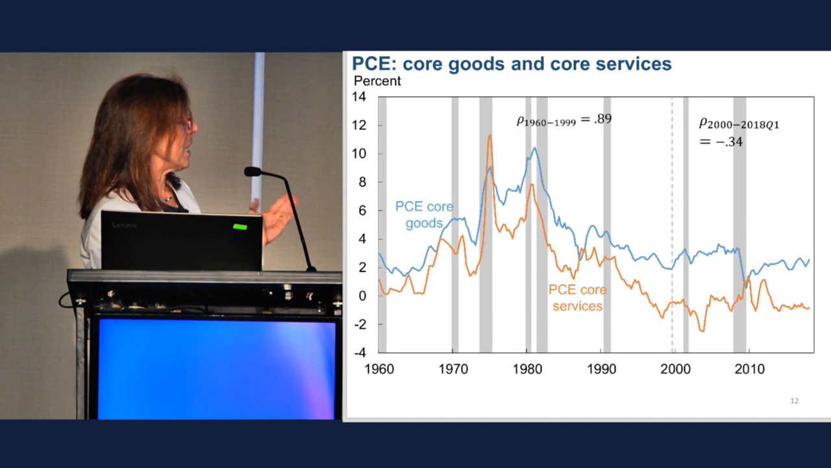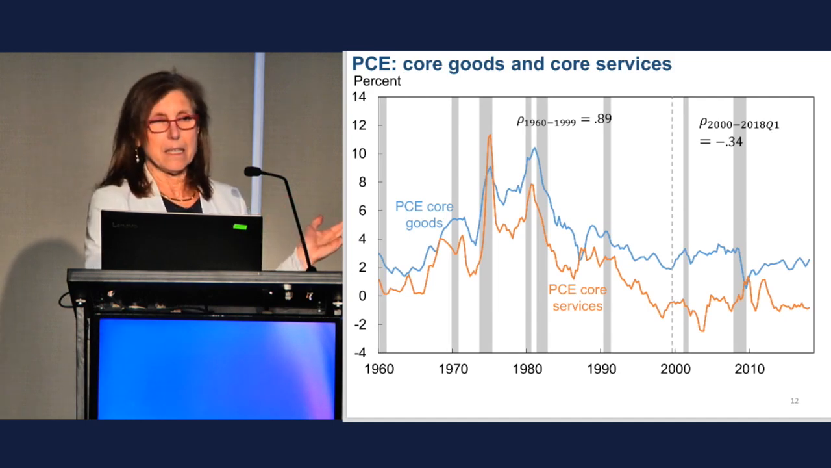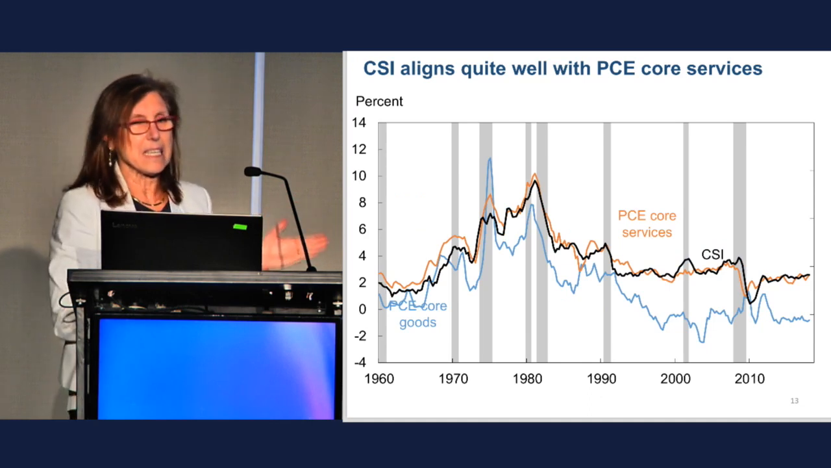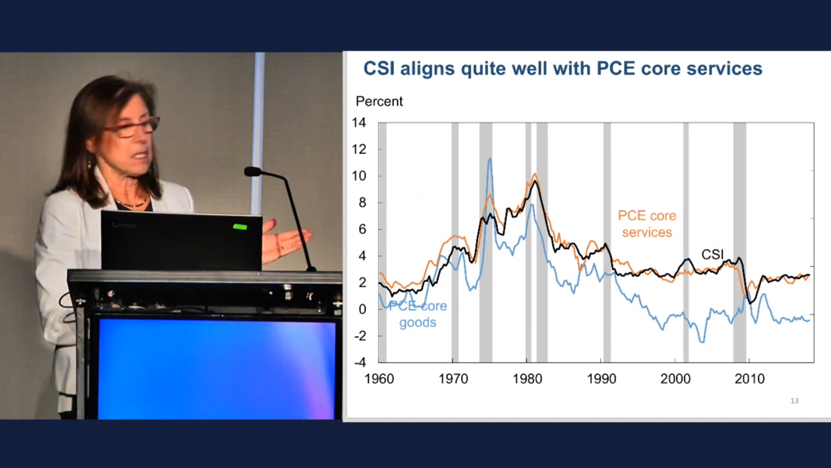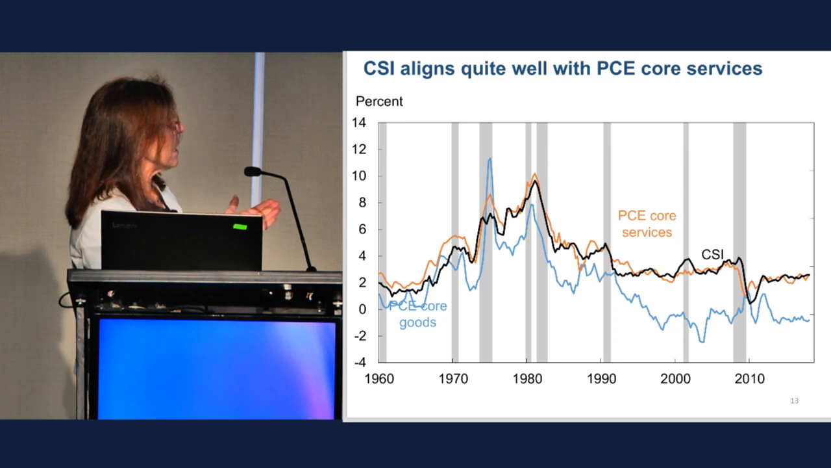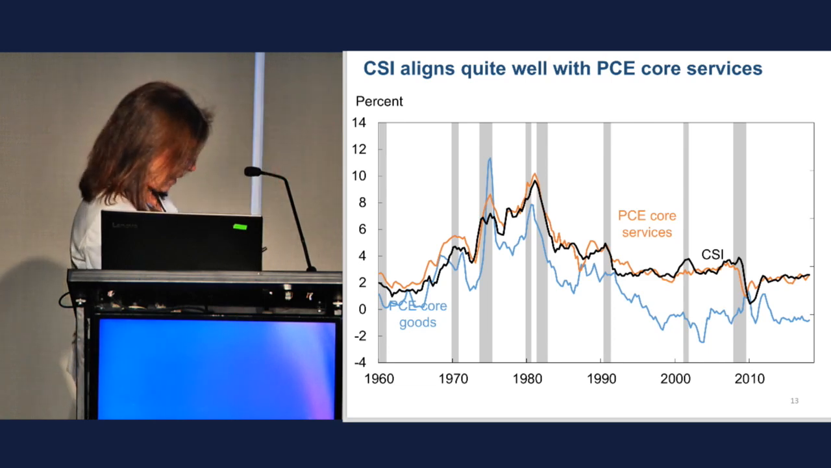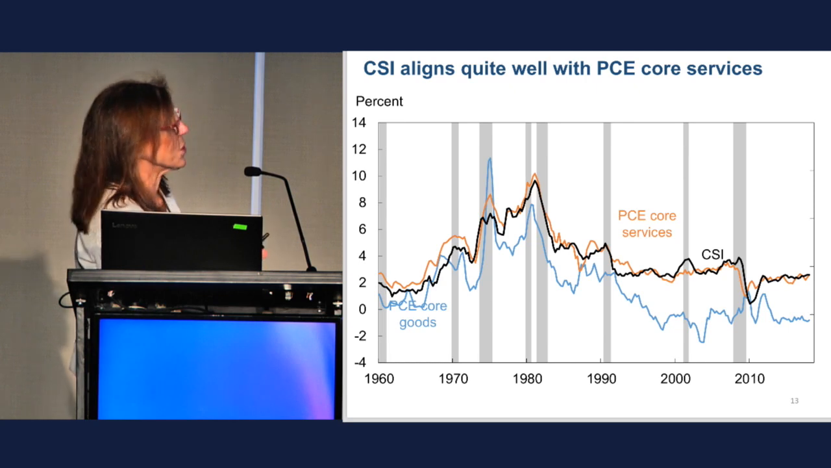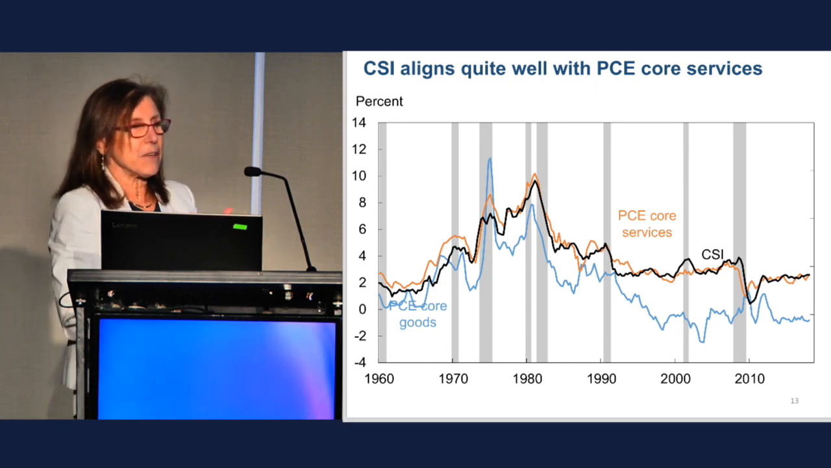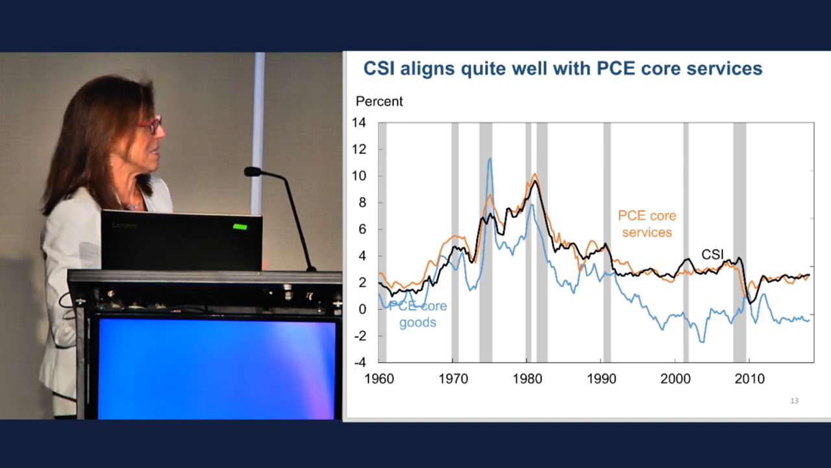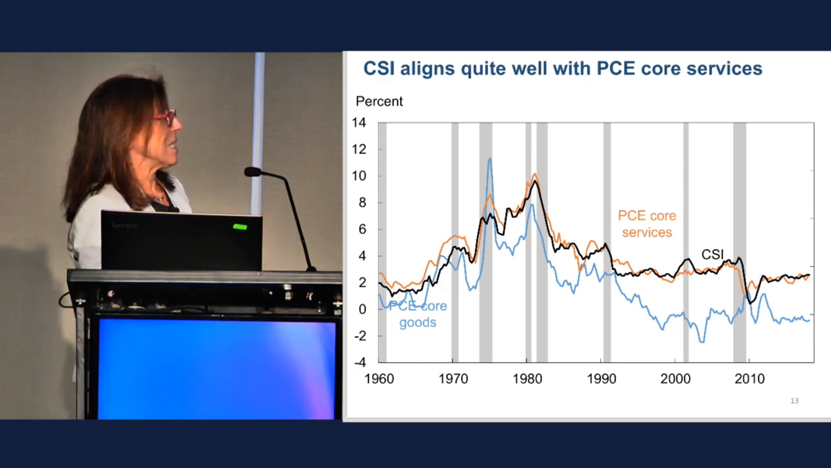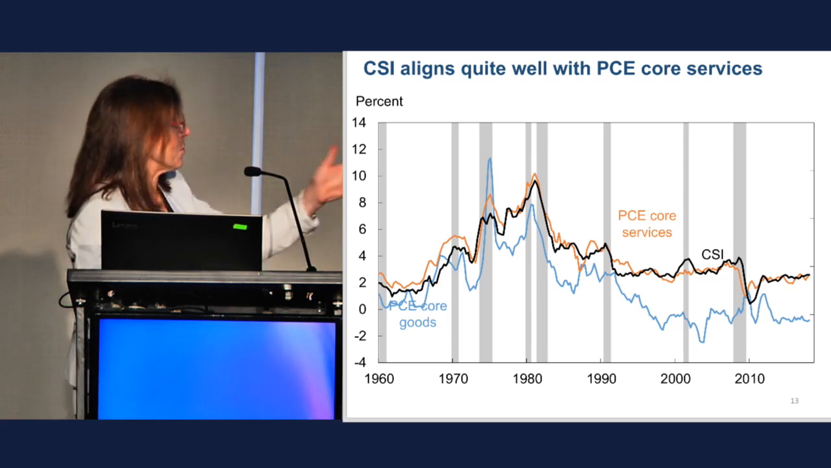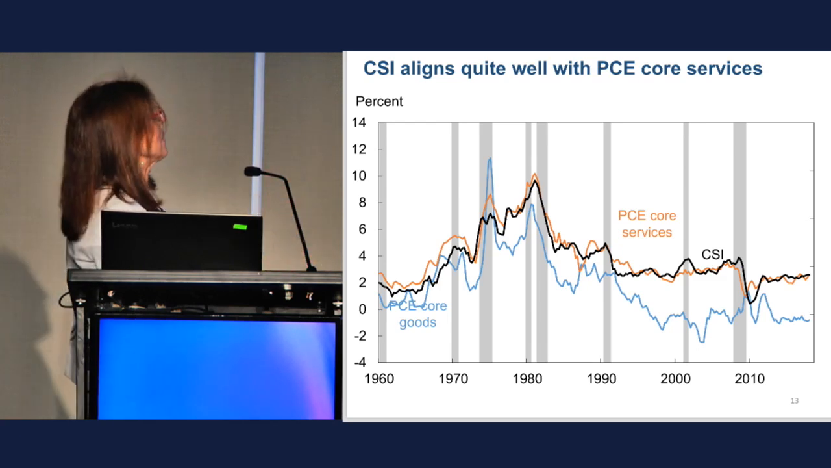Now I put these two together with the CSI. What struck me looking at this picture is that the CSI is very close to the core services. So the core services, the orange, and the CSI align quite well, something that ex ante I would have known because the biggest component in the CSI is housing. But it holds for the aggregate of all services, some of which are measured not too precisely, but still.